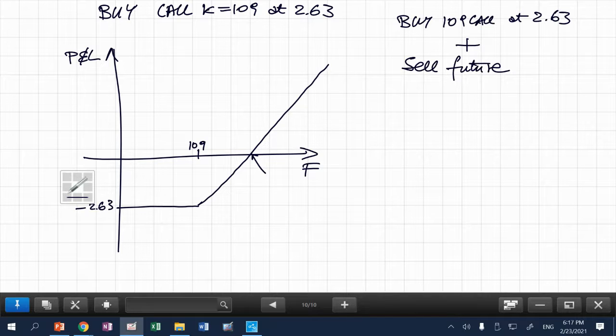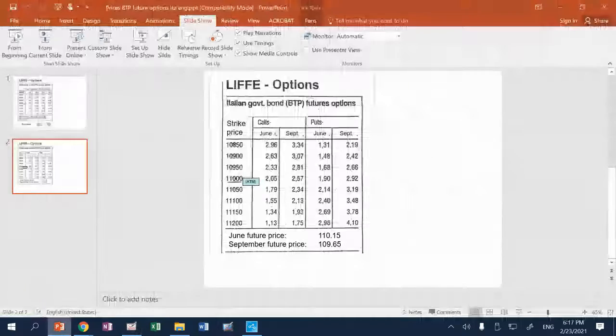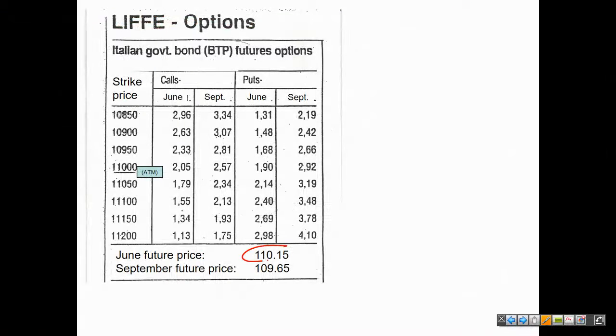If you sell the future, at which price do you sell the future? Of course, you sell the future at the market price. You can't sell that at the price you want. So the future trades at 110.15, okay? So we add to our position a position in which we sell the future at 110.15.